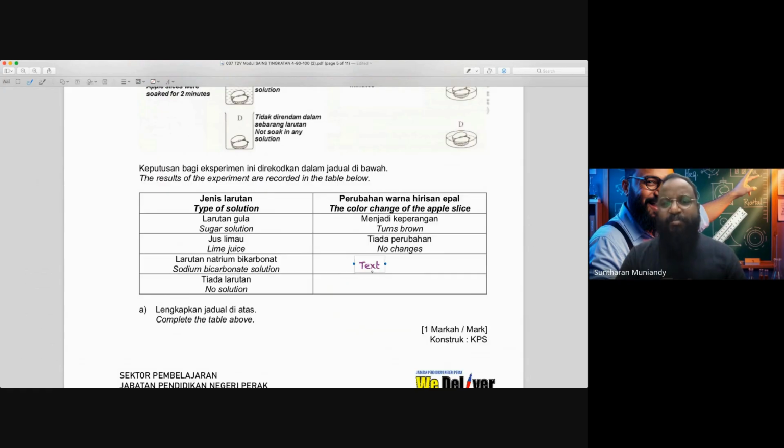So sodium bicarbonate solution turns brown. Menjadi keperangan. Okay, turns brown. And for no solution also, menjadi keperangan.